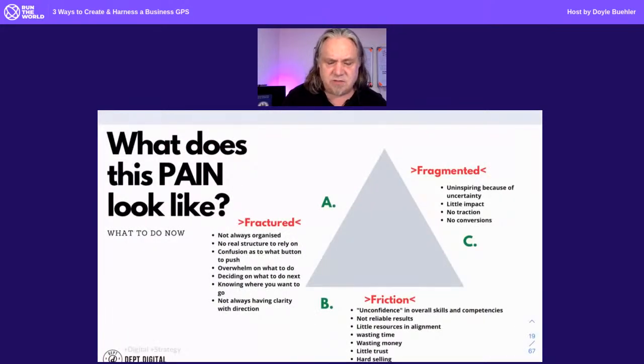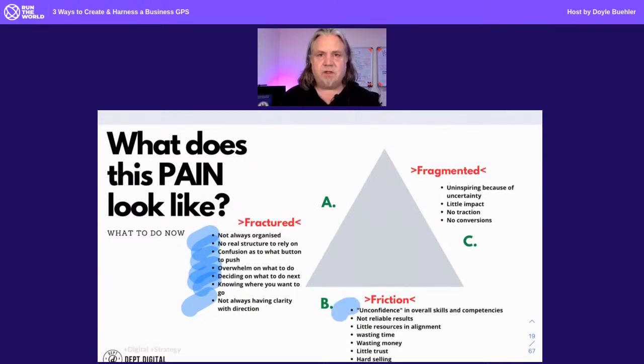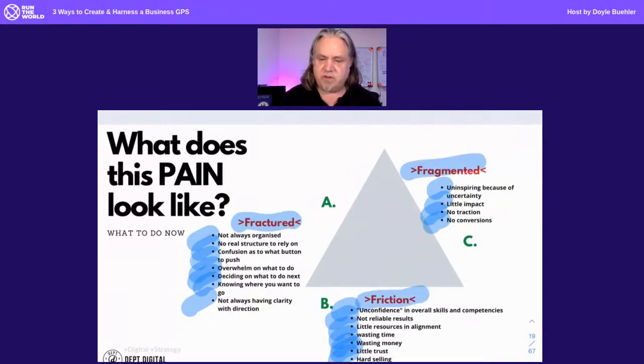So I've gone over a lot of these, but you can quickly see, not always organized, no real structure, confusion, overwhelmed, deciding on what to do next, knowing where you want to go, not always having clarity with direction. Unconfidence, I call friction as well, in overall skills and competencies. Not reliable results, little resources in alignment, wasting time, wasting money, little trust, and hard selling as well. And then fragmented is uninspiring, because of uncertainty, little impact, no traction, and no conversions as well. These can all show up differently, but if you could tick the box on some of these, and I'm sure you can, what are your top 3 frustrations within each of these, or what's your primary frustration within fractured, within friction, and within fragmented as well?